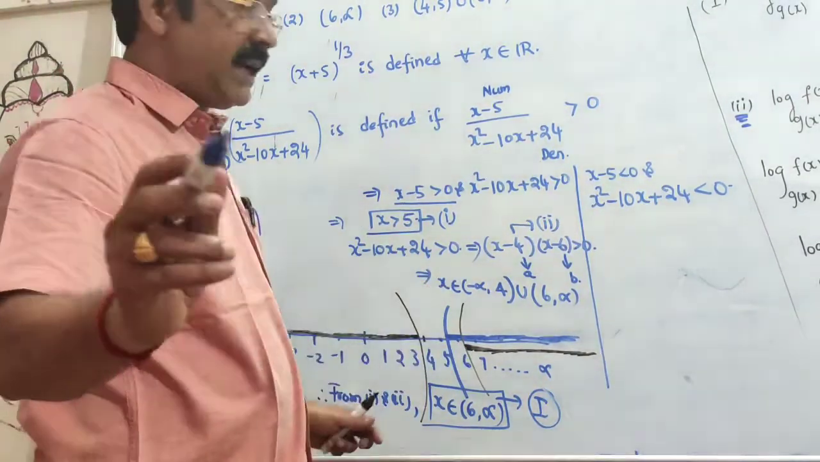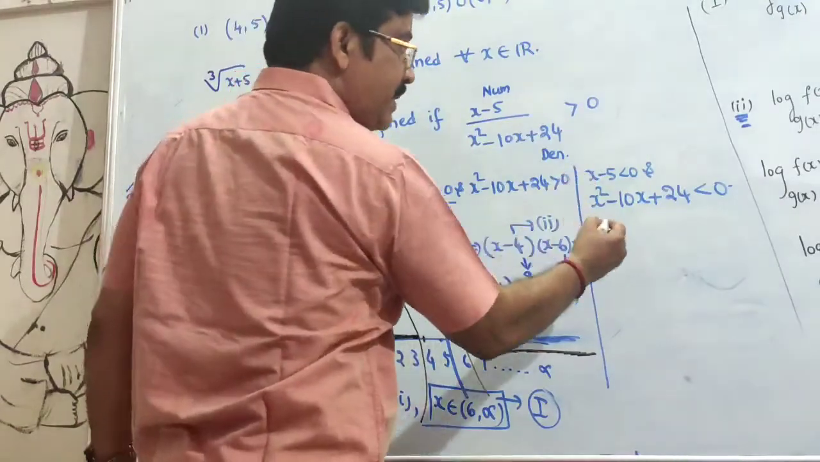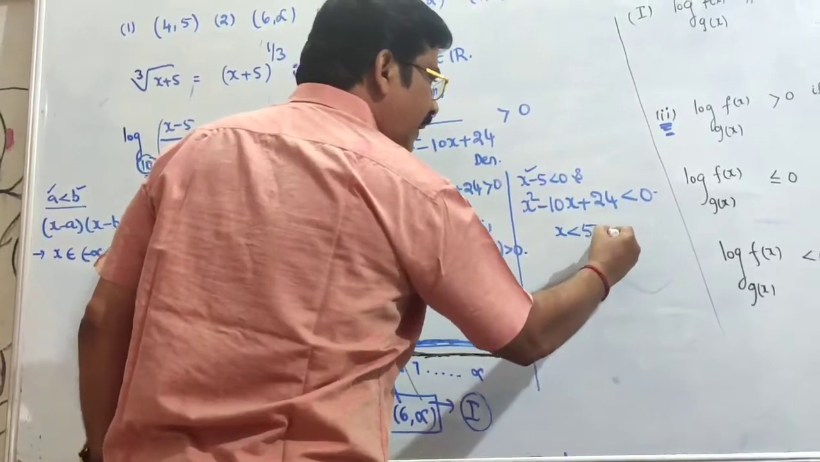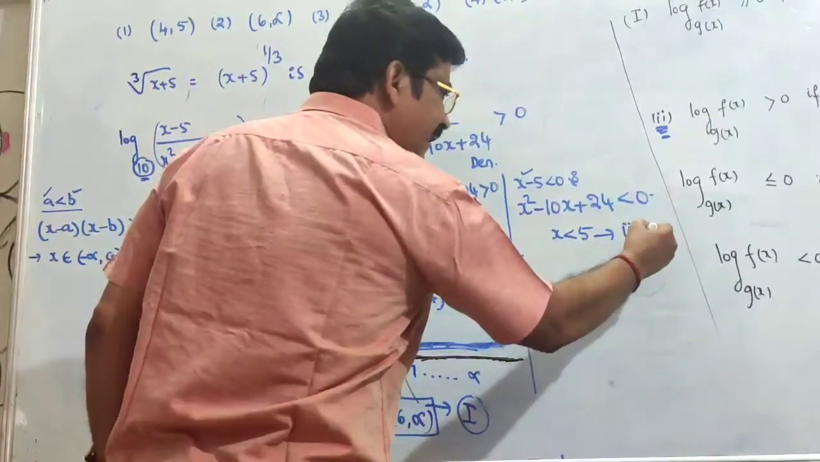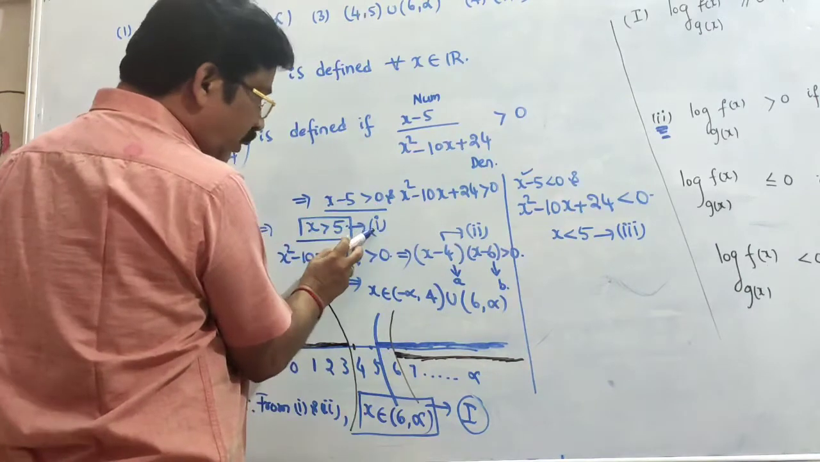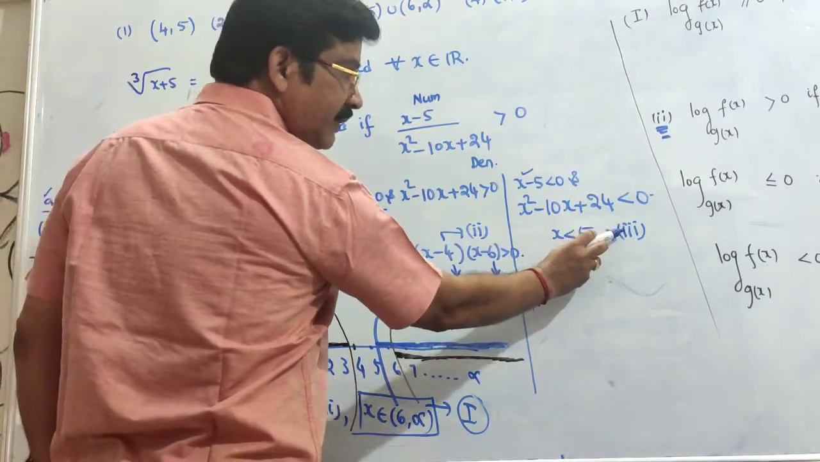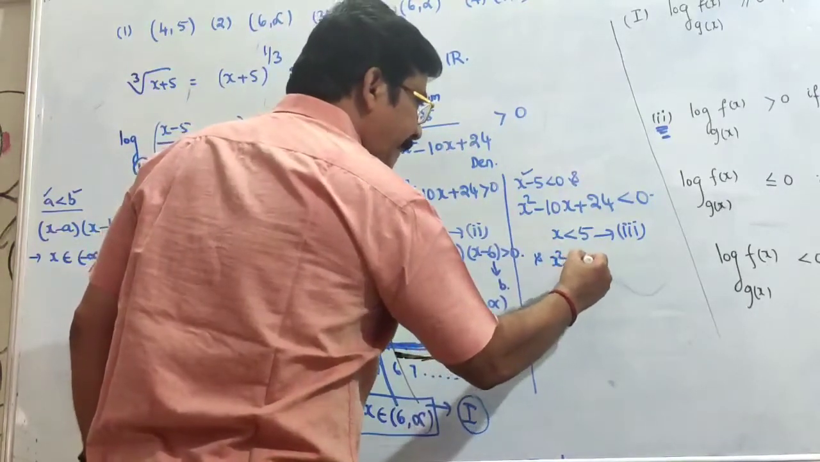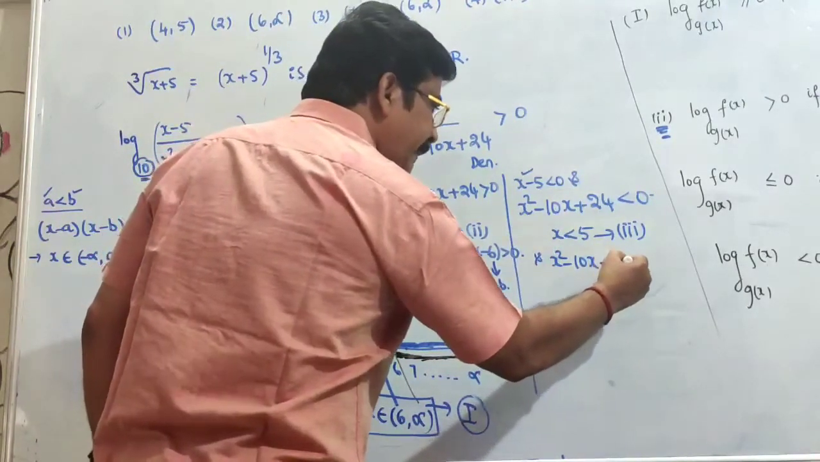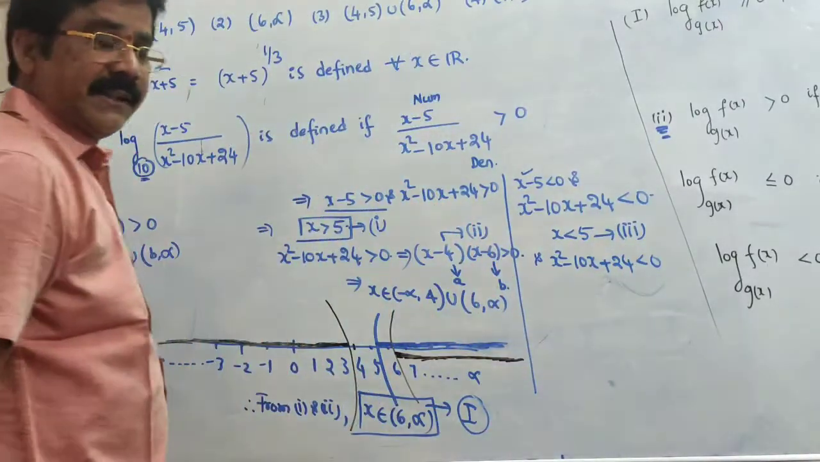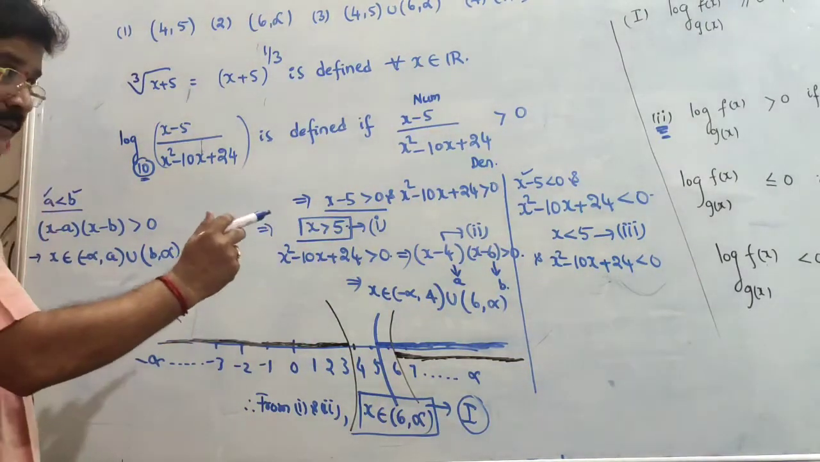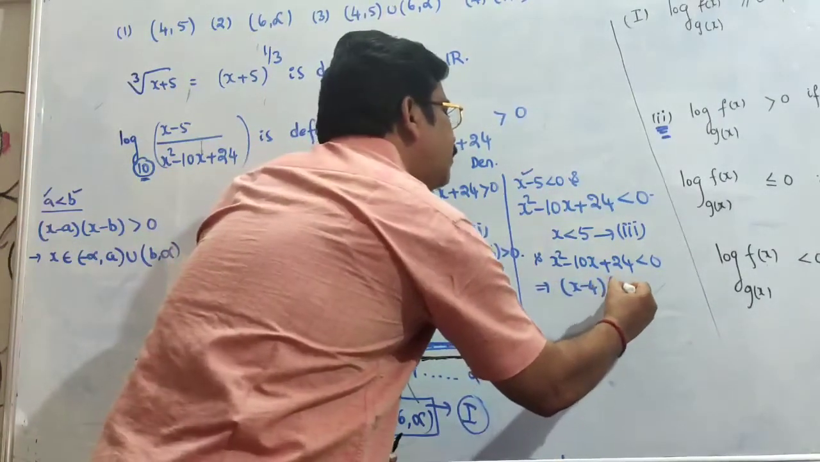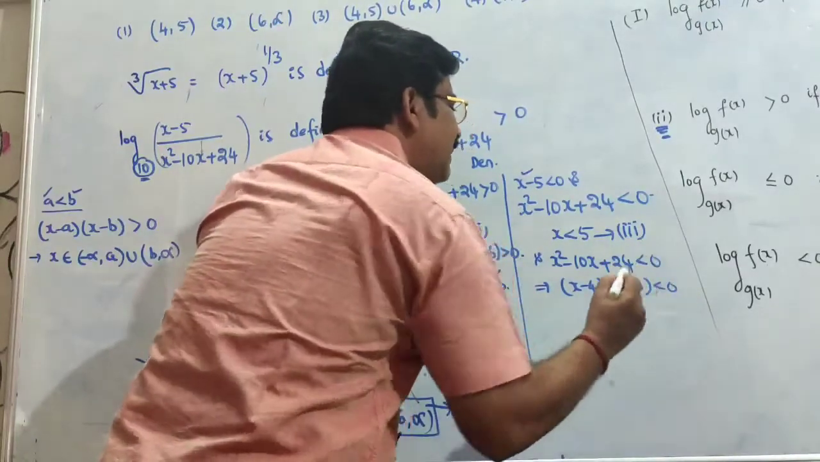Okay, next another case is here. From this inequation we have x less than 5. Let it be number 3. Next, x square minus 10x plus 24 is less than 0. Already we found the factors here. That implies (x minus 4)(x minus 6) is less than 0.